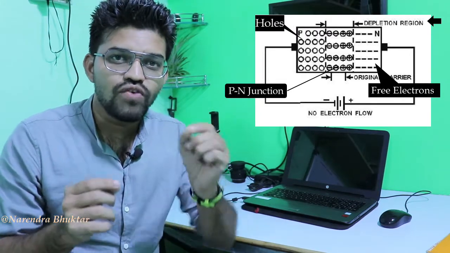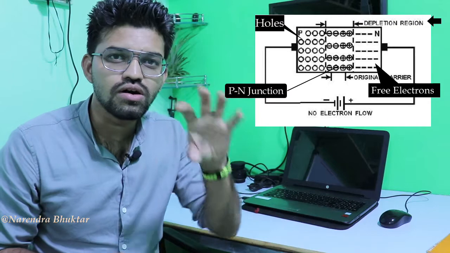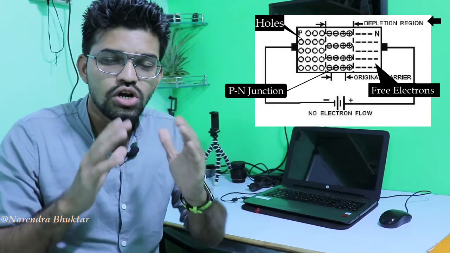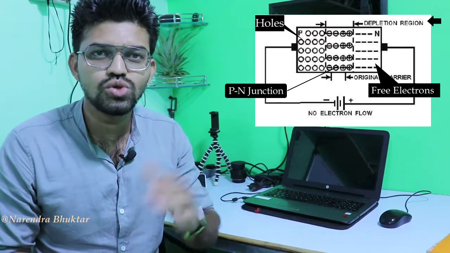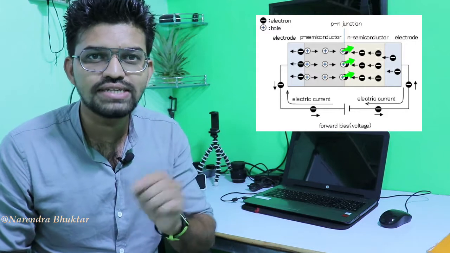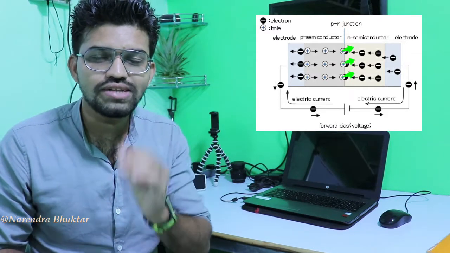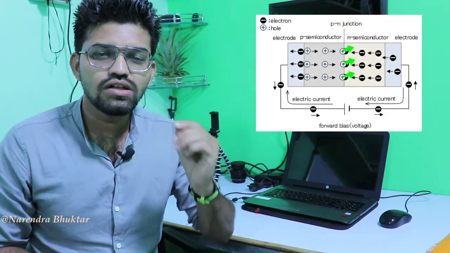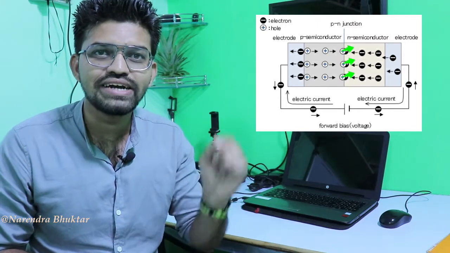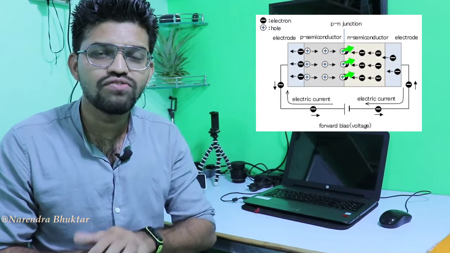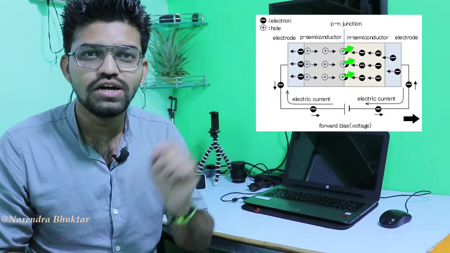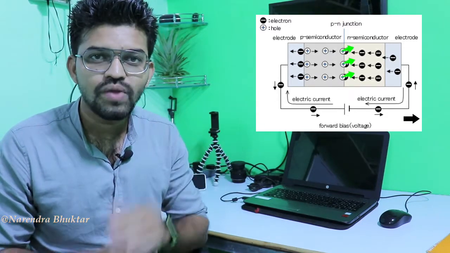Now when we connect this PN junction to a battery, or apply an external voltage, the negative terminal of the battery, that is the cathode, gets connected to the N region, and the positive terminal, that is the anode, gets connected to the P region, in such a way that electrons start flowing as the voltage is applied to the junction.